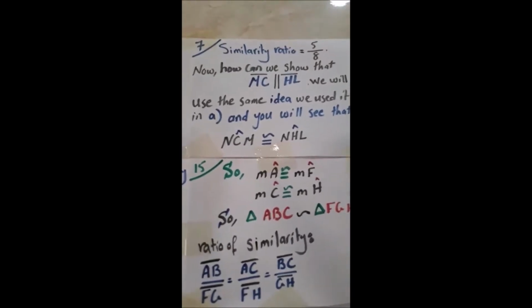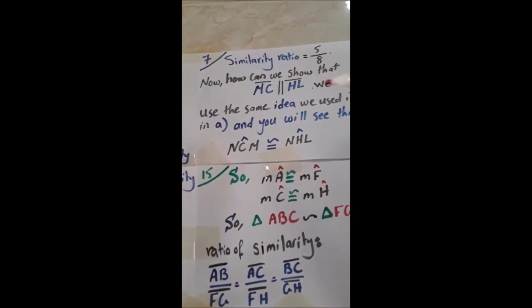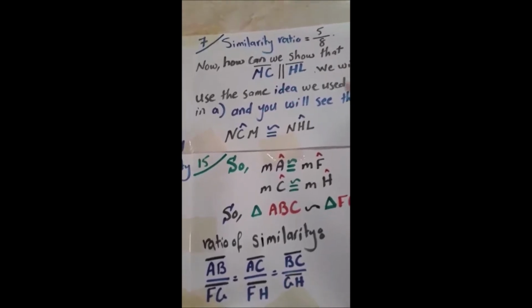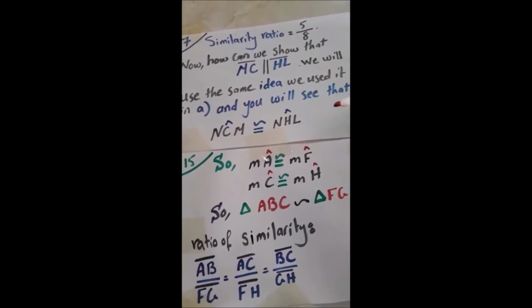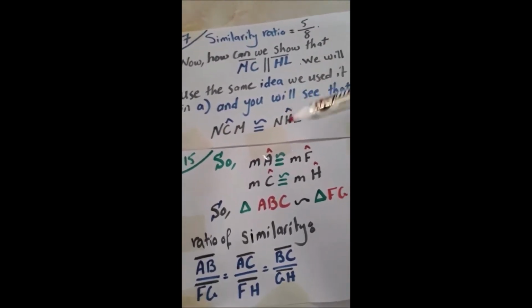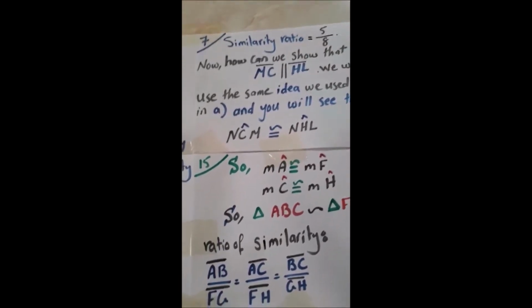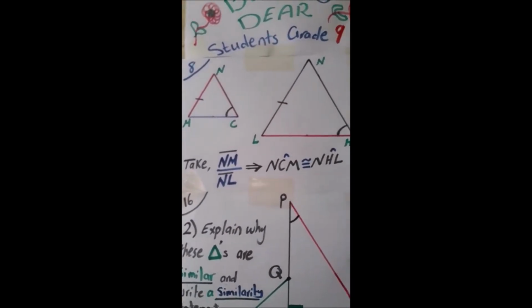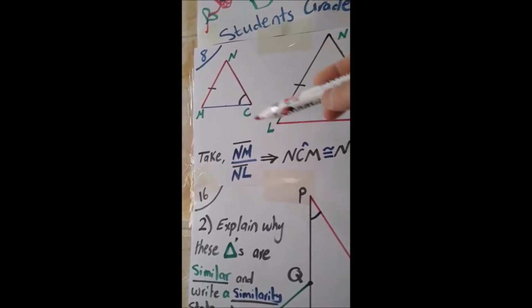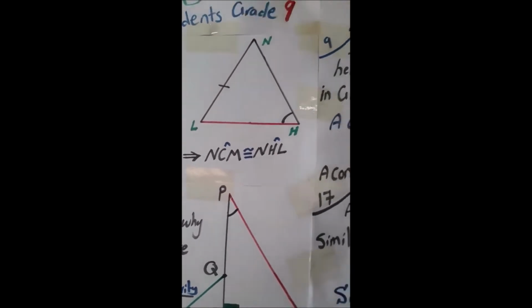So guys, you will ask me, Mr., how will this help us to prove that MC and HL are parallel? A good question, yes. Even though he doesn't ask us to show that these two angles are congruent, this will help us to show that these two lines are parallel. So it was so important for us to show that, by the proportional corresponding sides, the angles NCM and NHL are congruent, and you will see why.